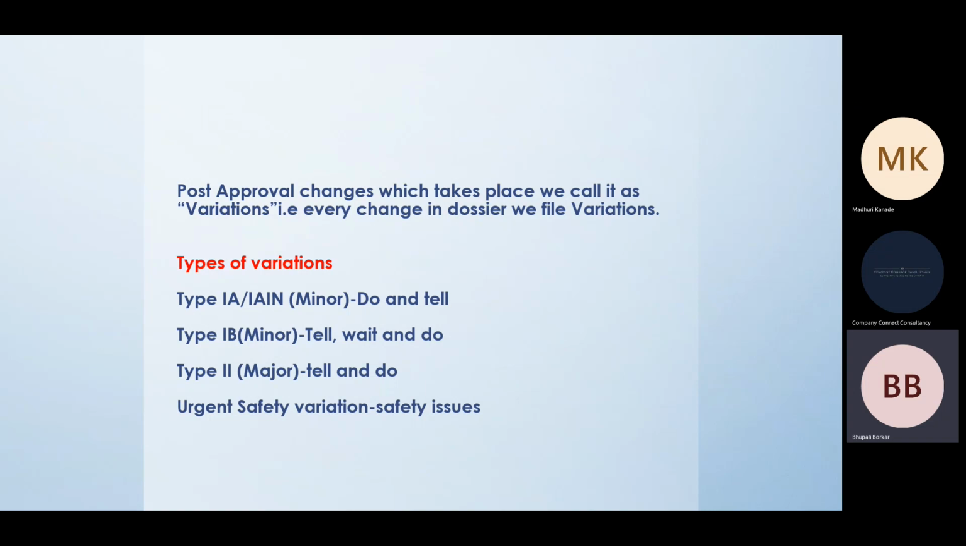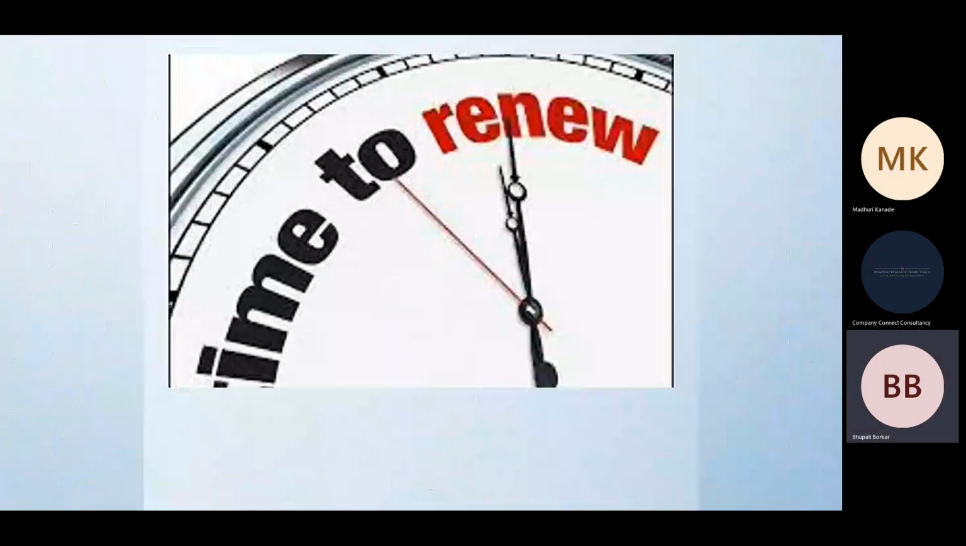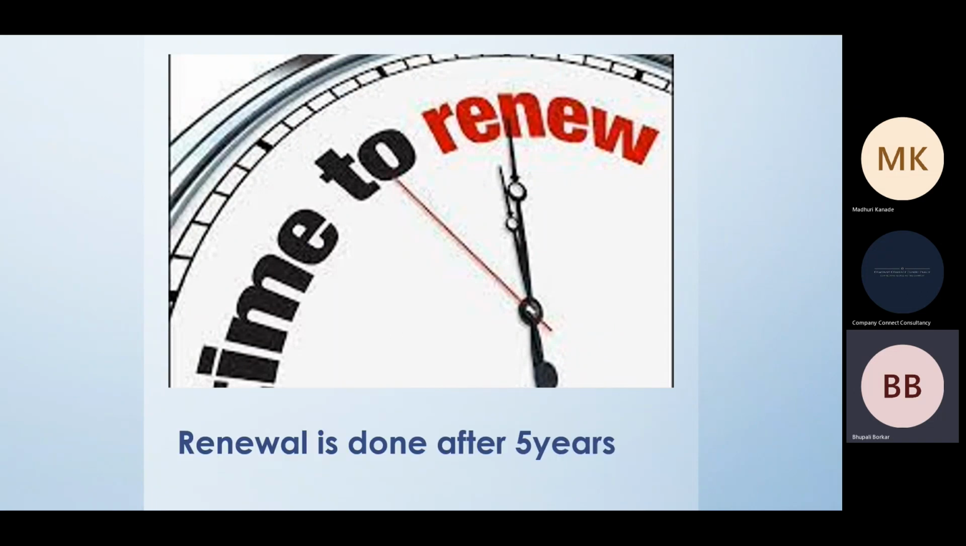So we have all these four types of variations, and whatever change takes place, we file them and update our dossier. This is what post-approval activity is. Once your post-approval activity is done, what comes next is the time for renewal. Basically, in any European country, you have 5 years to renew your license. After the 5 years, you get unlimited validity to market the product in the European market.